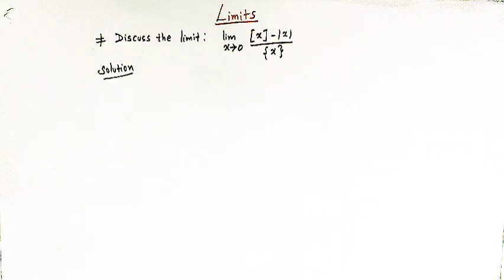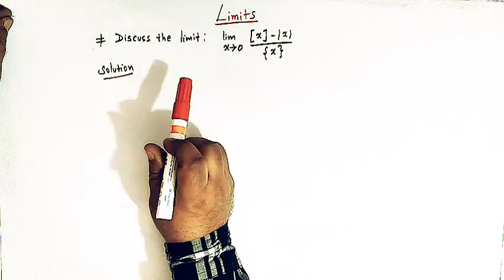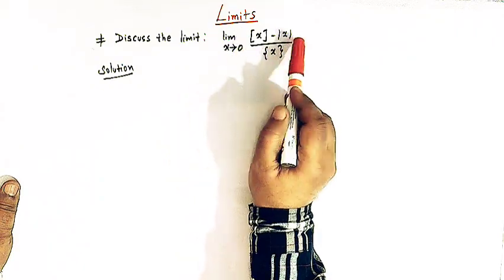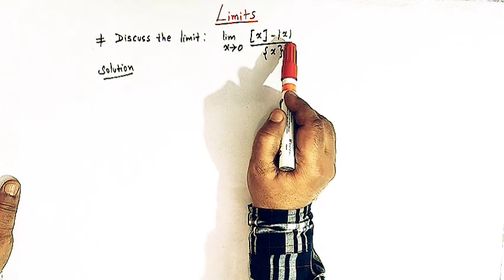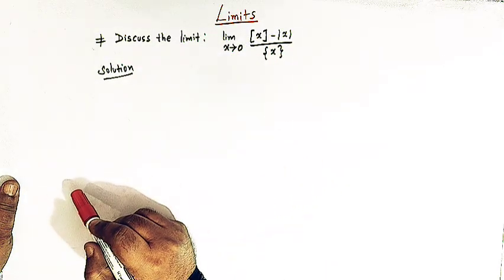Hello viewers, in today's session we are going to discuss an important and conceptual problem from limits. In this class we are going to discuss the limit, x tends to 0, of the function: the greatest integer of x minus mod of x, divided by the fractional part of x.